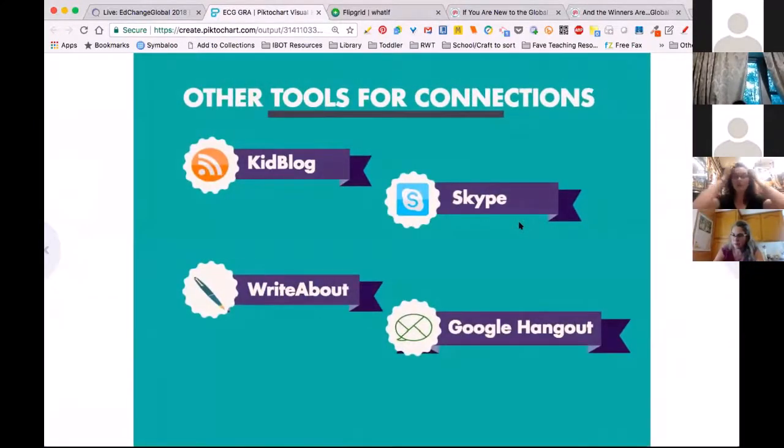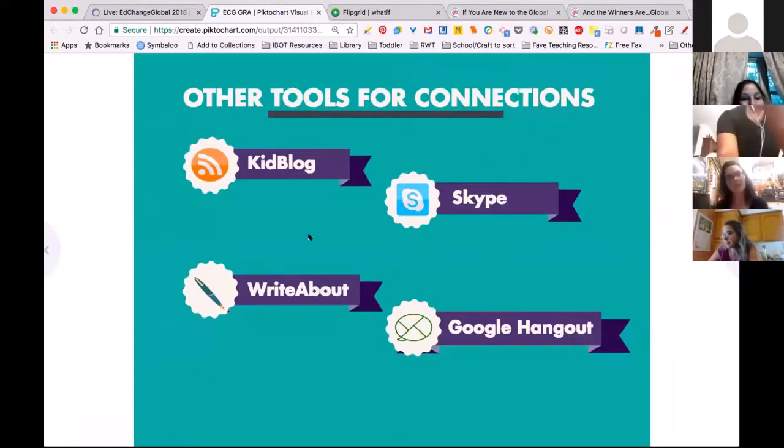Okay, so some other tools that folks have talked about with Global Read Aloud. I have not used these with Global Read Aloud specifically myself, but I know that other people in the Global Read Aloud community have talked about them, and these are all linked too. People have talked about Kid Blog and Write About, which are both environments for kids to post their writing, share their writing, and have other people look at it and respond. I think on that basis they're pretty similar, but I'm sure they function differently.